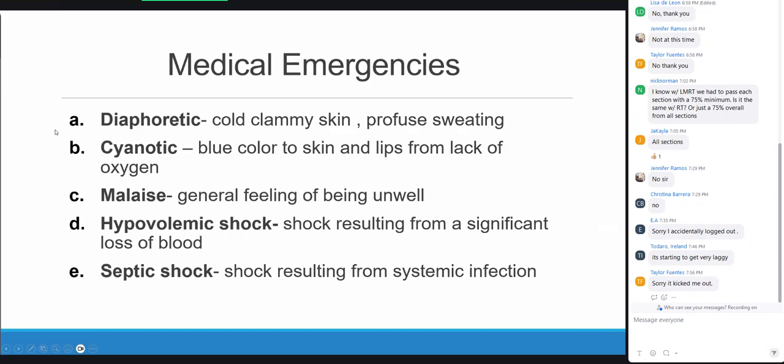If a patient is diaphoretic, they've got cold, clammy skin and they are sweating profusely. Cyanotic, got a blue color to the skin and the lips from the lack of oxygen. A malaise is a general feeling of unwell. I just don't feel good. Hypovolemic shock is the shock that results from significant blood loss. Septic shock results from a systemic infection.